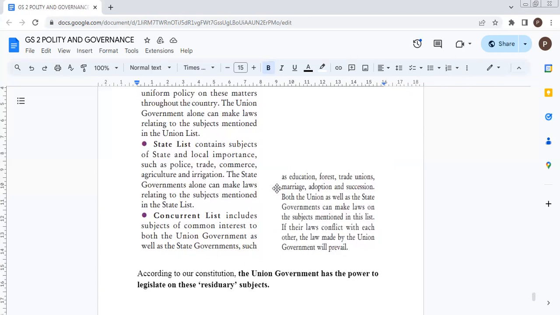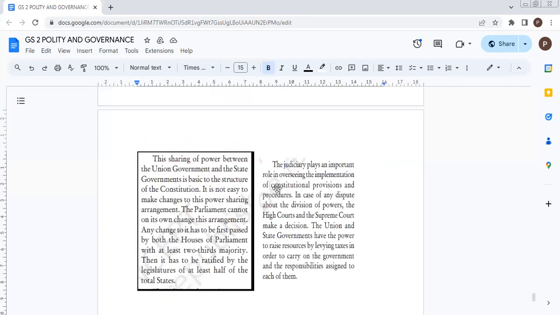So parliament cannot frame law, because if the parliament is going to frame law, then what is the difference between the union list and the residuary list? It will become the same. So to prevent such kind of ambiguity, the union government is empowered to frame laws on the residuary subject.